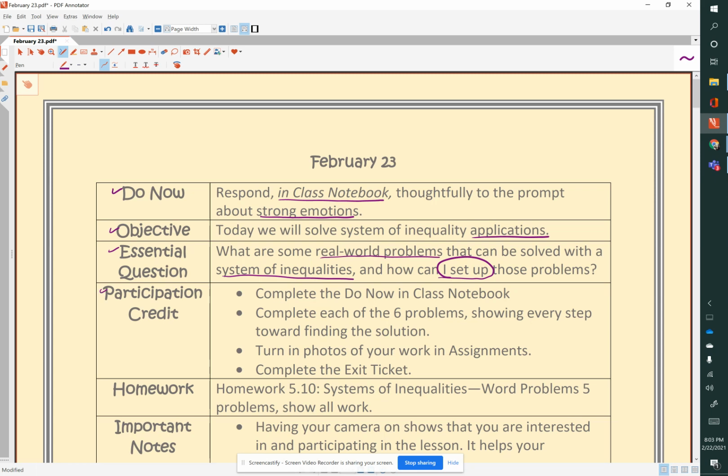Remember, your participation credit comes from completing your do now, completing your work, and you have 6 problems. I believe it's 6 or might be 5 problems today, showing every step of the way. Turn in photos of your work in assignments and complete the exit ticket. For homework, it's homework 510, system inequalities. There are 5 problems, and we want you to show all your work.